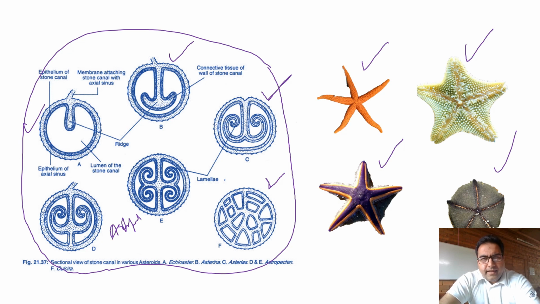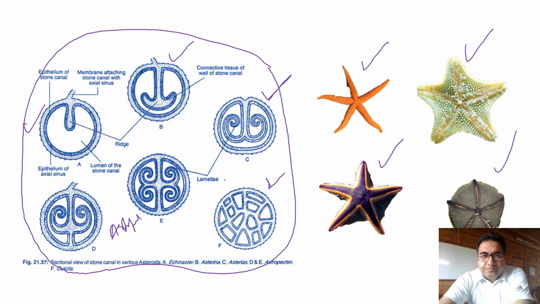So in the case of Asteroidea, the stone canal is one and S-shaped, but in Asterias rubens, we have different shapes. For example, in the case of Asteroidea, the stone canal is S-shaped, but in the case of Asterias rubens, there are two stone canals. The wall of the stone canal is provided with calcareous ossicles.